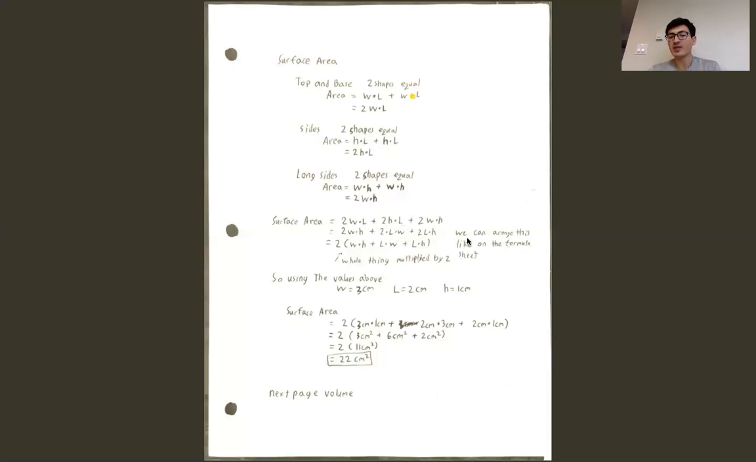So let's plug in the values we have above. So here, for our surface area, I'm going to use the bottom equation here, the one that you have in your formula sheet. So for width, I'm going to plug in 3 centimeters. For our length, I'm going to plug in 2 centimeters. And for our height, I'm going to plug in 1 centimeter. So our surface area is going to be 2 multiplied by all this in brackets. So it's going to multiply each term in the brackets.